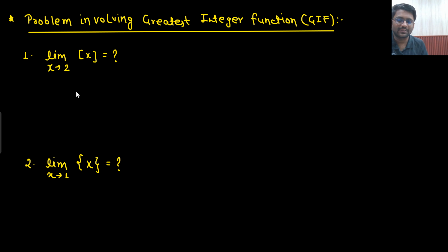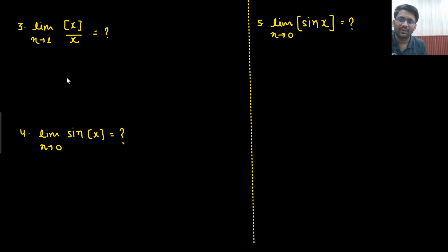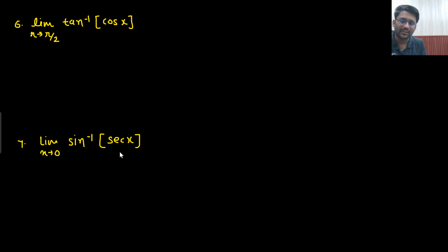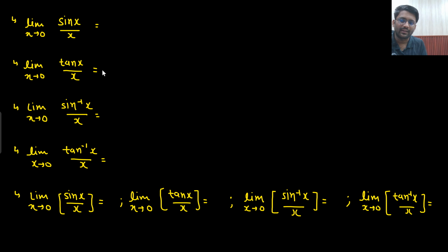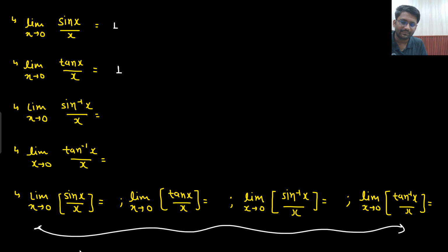This question, I expect the answer of all the questions. This question, then this question, this question. What does this bracket mean? This bracket means greatest integer function. I expect the answer of all these questions. Then these questions, the answers you already know. You will apply L'Hopital rule. I got the answer to be 1. Here also you apply the L'Hopital rule, you will get the answer to be 1 only. Then I am expecting these answers.